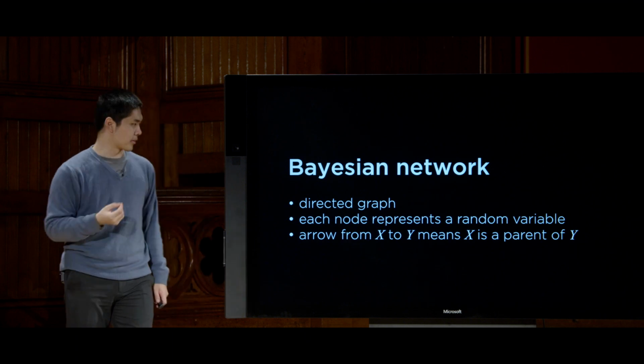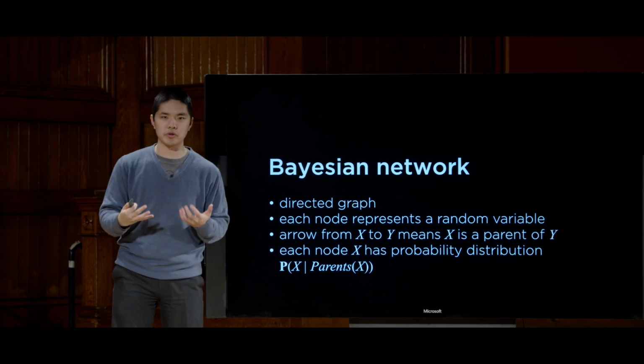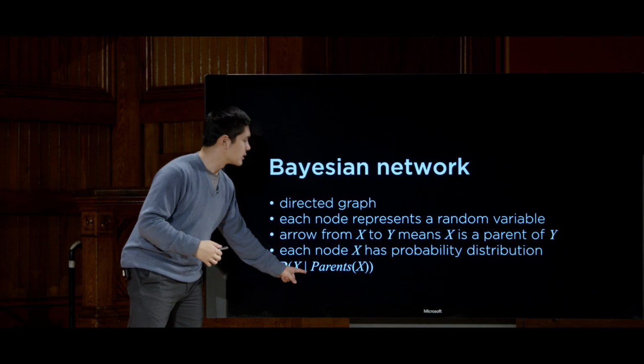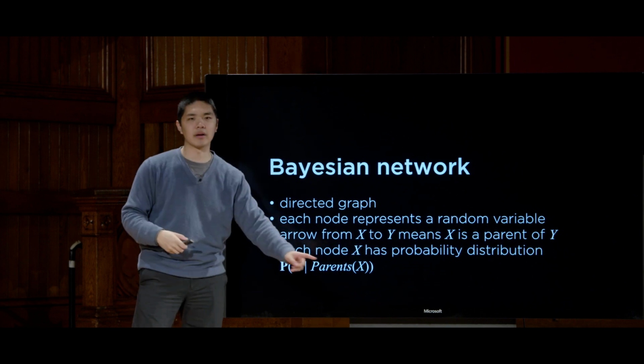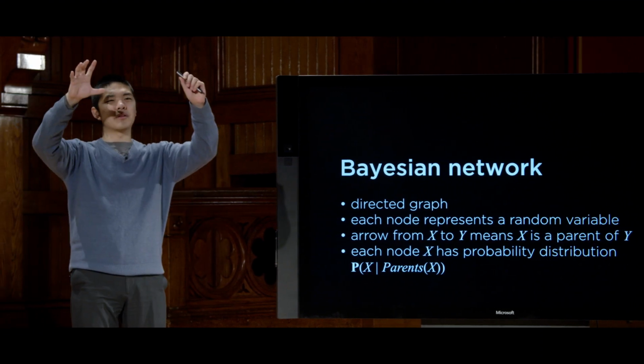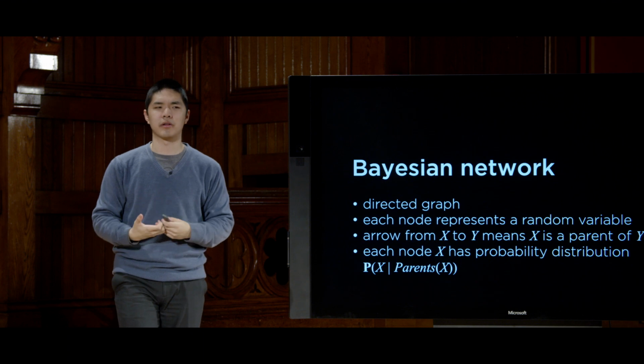And the reason that's important is because each of these nodes is going to have a probability distribution that we're going to store along with it, which is the distribution of X given some evidence, given the parents of X. So the way to more intuitively think about this is that the parents can be thought of as sort of causes for some effect that we're going to observe.